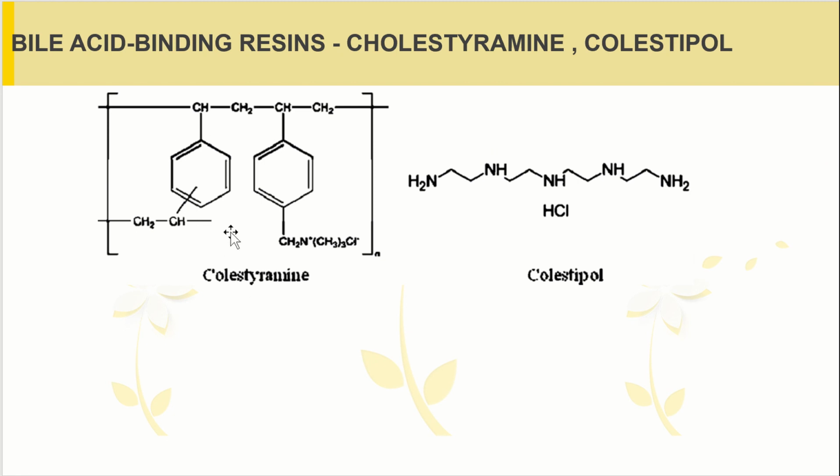All right, so I mentioned cholestyramine, and it's basically a polymer. As we can see, there's a small n right here, which means that this unit repeats itself, right? So that's one example of a bile acid binding resin, cholestyramine, and the structure is seen here. Clearly, they are not related in terms of structure, but they fall in the same category.